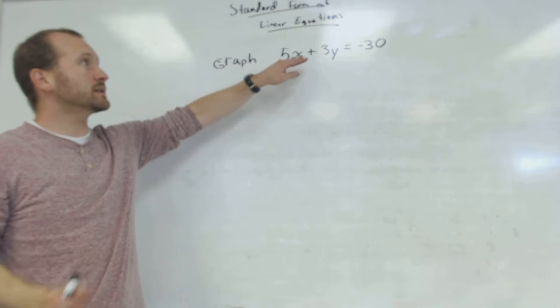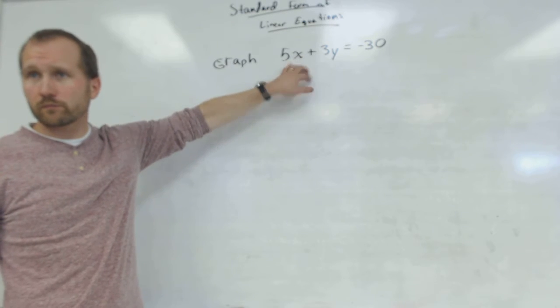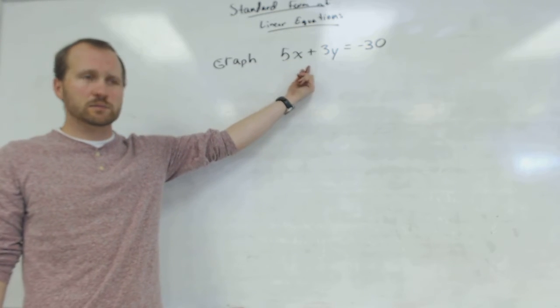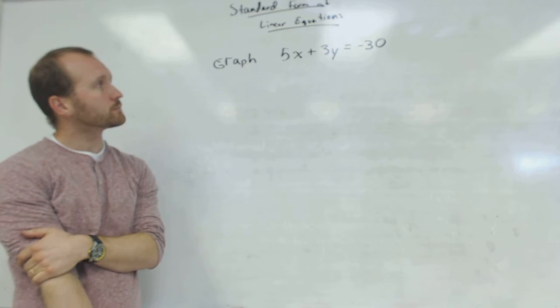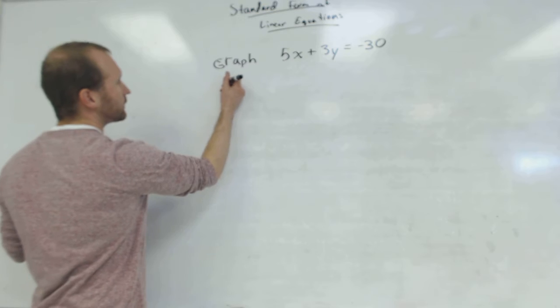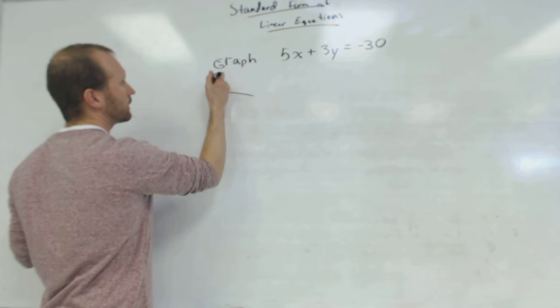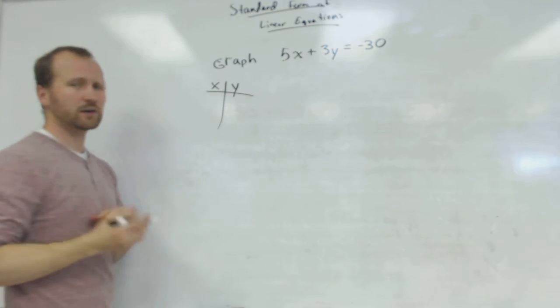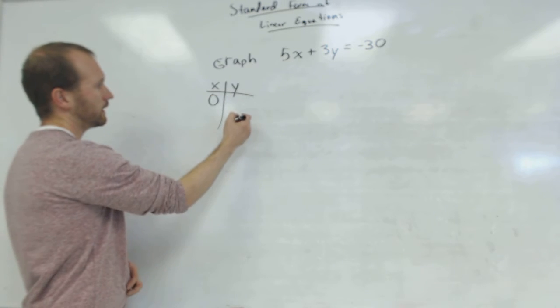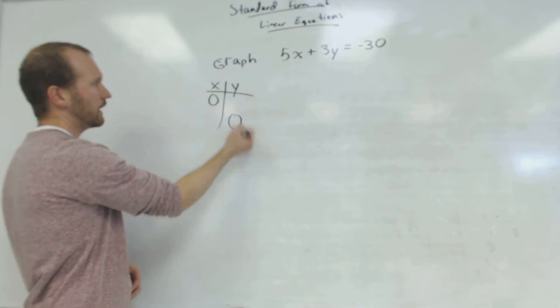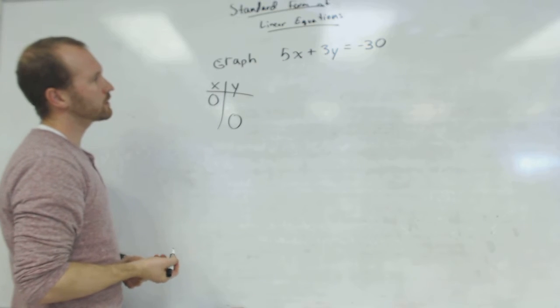Okay, so step 0, is this in standard form? Yeah, because x and y are on the same side of the equation. Okay? Next step. Like a t-chart. Since it's in standard form, we're going to use our t-chart method. What do I put in my t-chart? 0 and another 0, right? X is 0, y is 0. Okay, what's my next step?